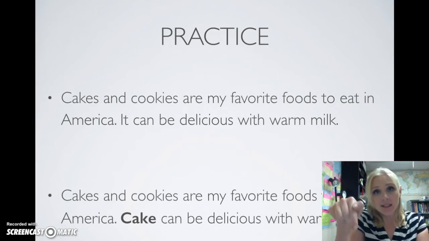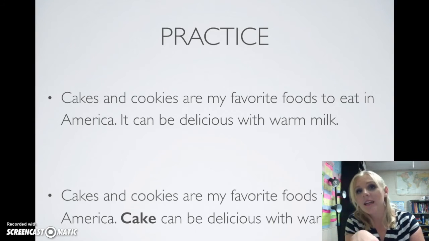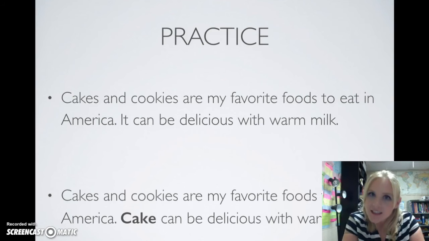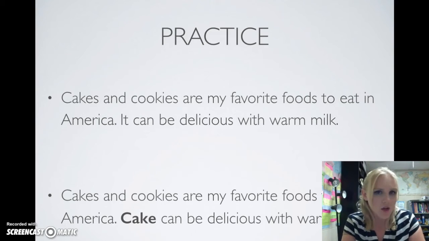So look at sentence 2 over here. Cakes and cookies are my favorite foods to eat in America. Cake can be delicious with warm milk. That way it's clear to the reader that I'm talking about cake, not cookies. There, I have to change the pronoun.